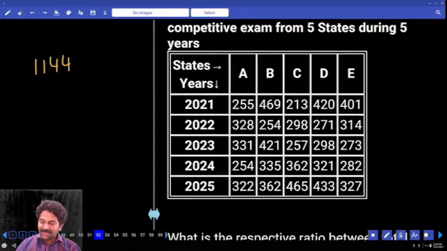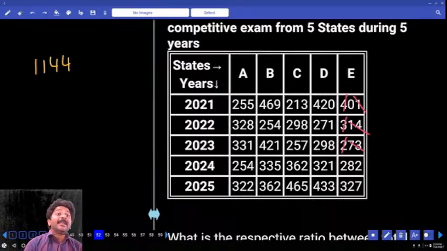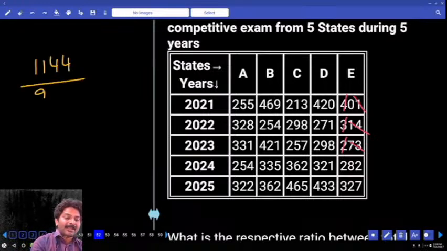Right, the ratio between this number and the total number of appeared candidates from state E in the same years together. Again, 200, 300, 400. 900. 73 plus 1, 74 plus 14, 88. Total 988. When I see these numbers, in the numerator, we have an 11 multiple.